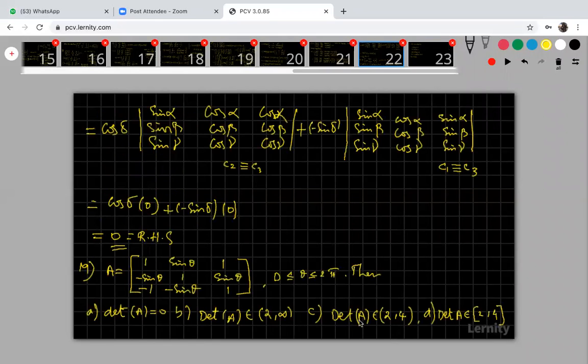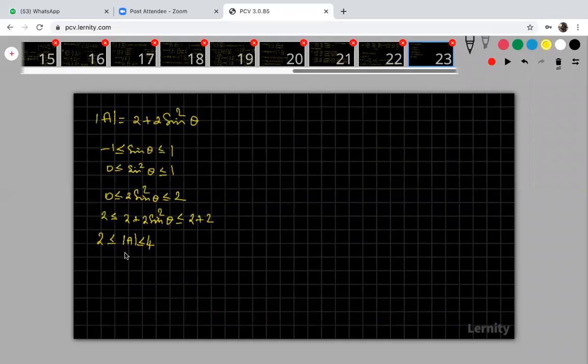Look at that. This is also 2 to 4, but this one is the correct answer. Why? This is including 2 and 4, but the other is excluding 2 and excluding 4. Here we are getting less than or equal to, including 2 and 4. So the determinant of A belongs to the closed interval 2 comma 4. Option D is the correct one.